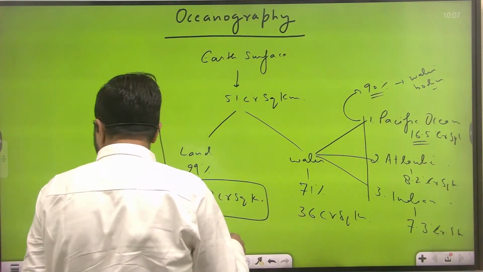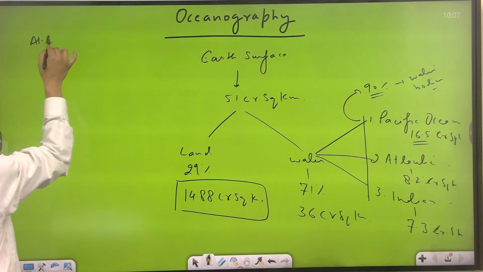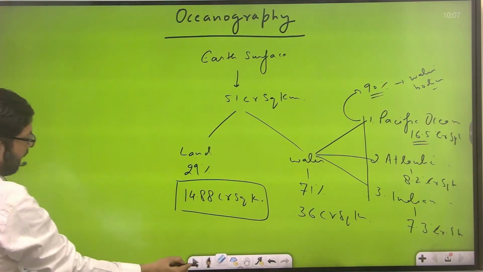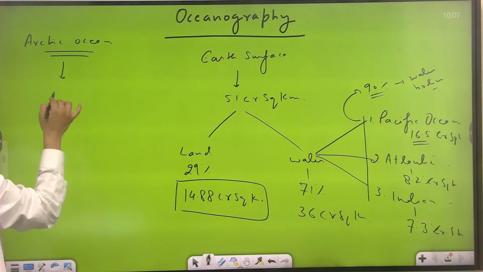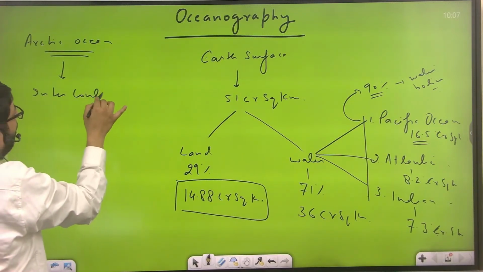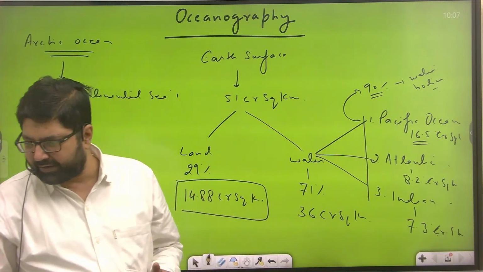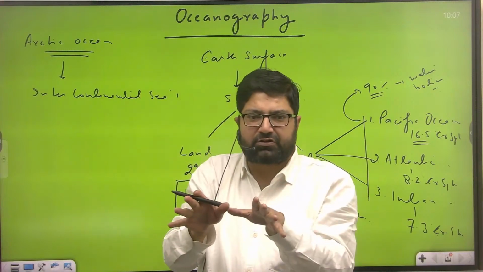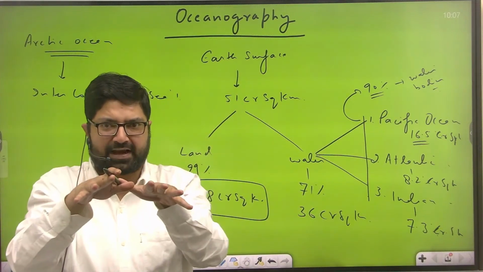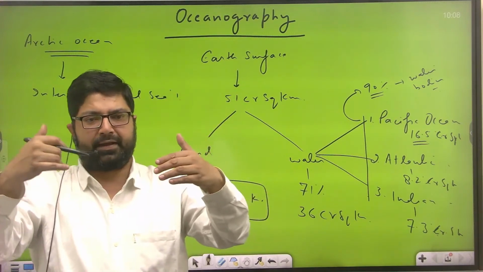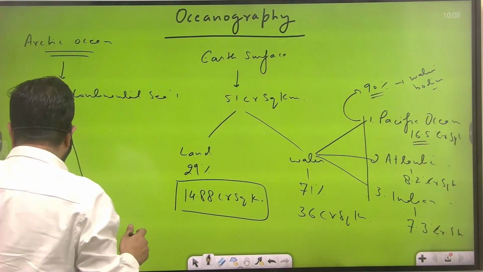Now, apart from these, if we talk about intercontinental seas, Arctic Ocean happens to be the largest among intercontinental seas, which is surrounded by continents on all sides. If you see Arctic Ocean, which is looking to North Pole, it surrounds North Pole on all sides, and it is bounded by America, Europe, Asia, Greenland on all sides. Among intercontinental seas, Arctic Ocean is largest.